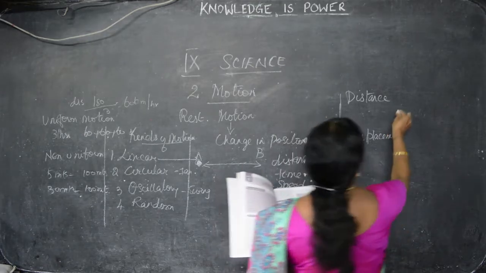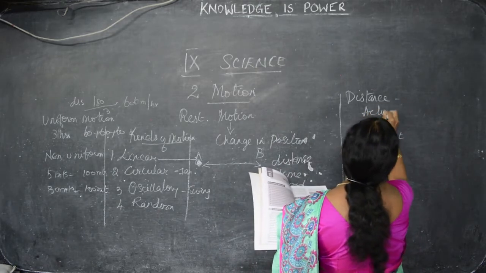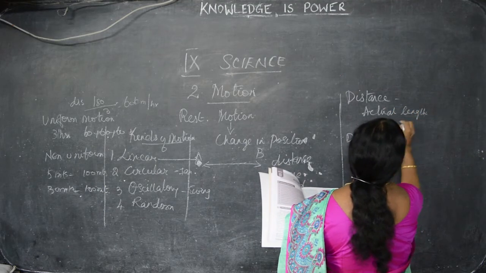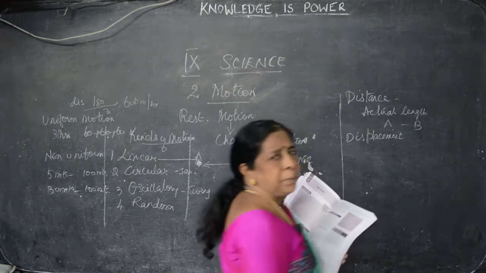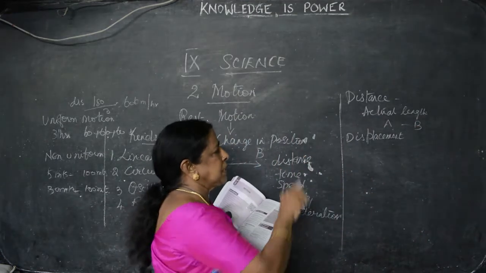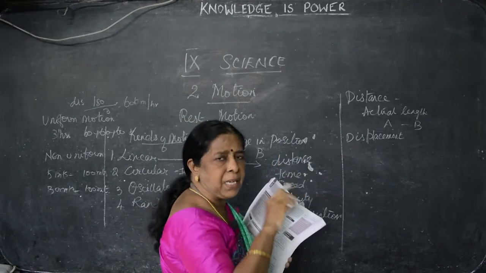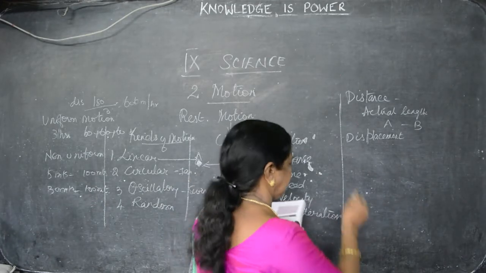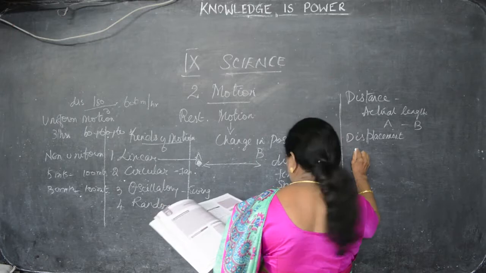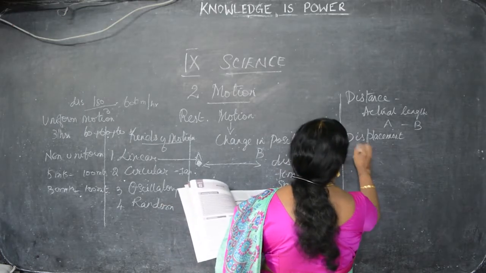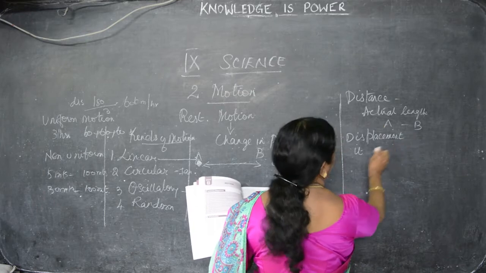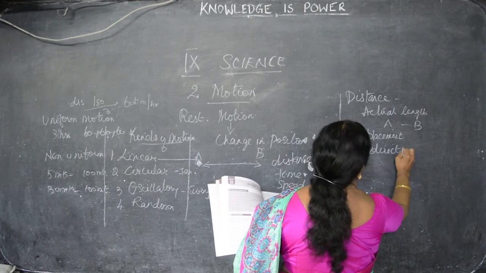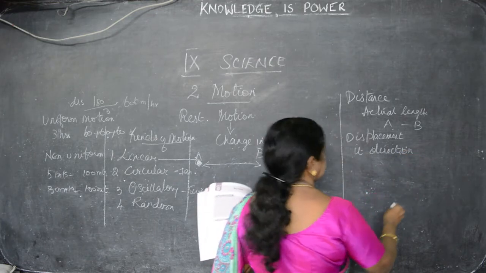Distance is the actual length between two points, A and B. A is the starting point, B is the ending point, so that is arrival and departure. The distance between A and B is the distance. Displacement is also the same distance only, but it shows the direction. The object moves from A to B only, but it has a direction as well as magnitude.